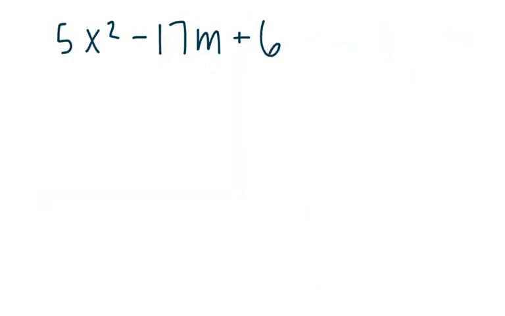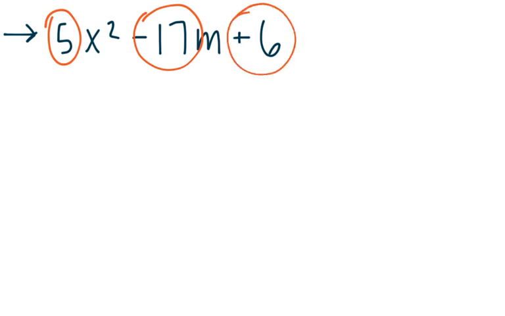All right, how about this example? So I've got 5x squared minus 17m plus 6. So first we've got to check, is there anything that we can factor out of every term? No. All right, I'm going to go to the app. 5 is my first coefficient. -17 is my next coefficient. And finally, 6 is my last number.